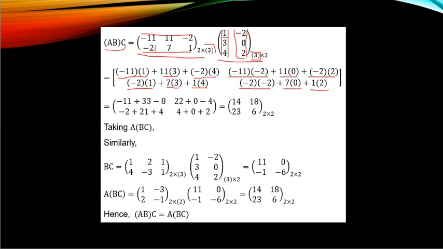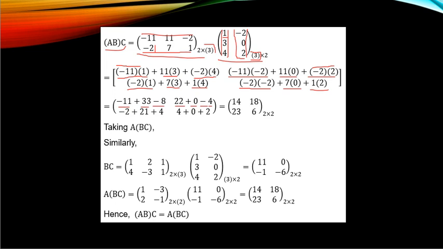So back to the first row now, minus 1 times 1, you have minus 1. 11 times 3, 33. Plus times minus is minus, 2 times 4 is 8. Second entry there, minus times minus is plus, 11 times 2 is 22. 1 times 0 is 0. Plus times minus is minus, 2 times 2 is 4. This is where we are now.